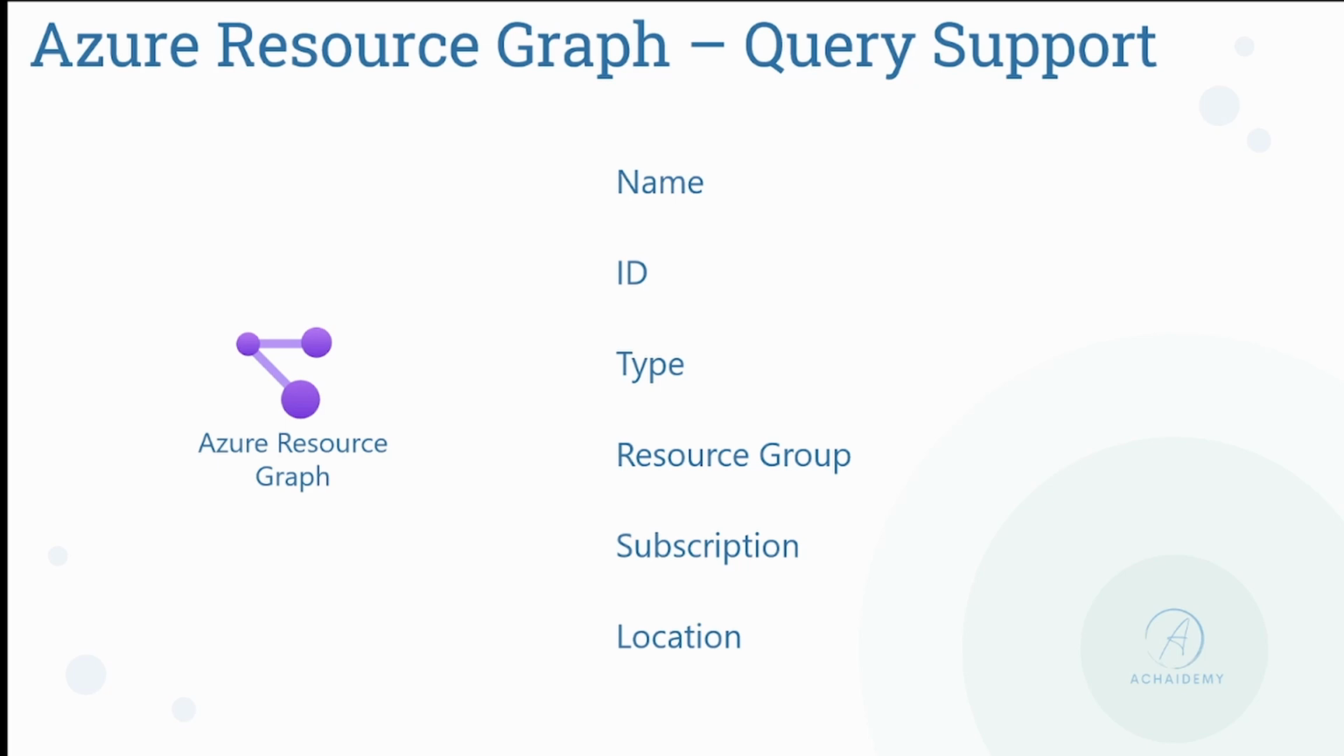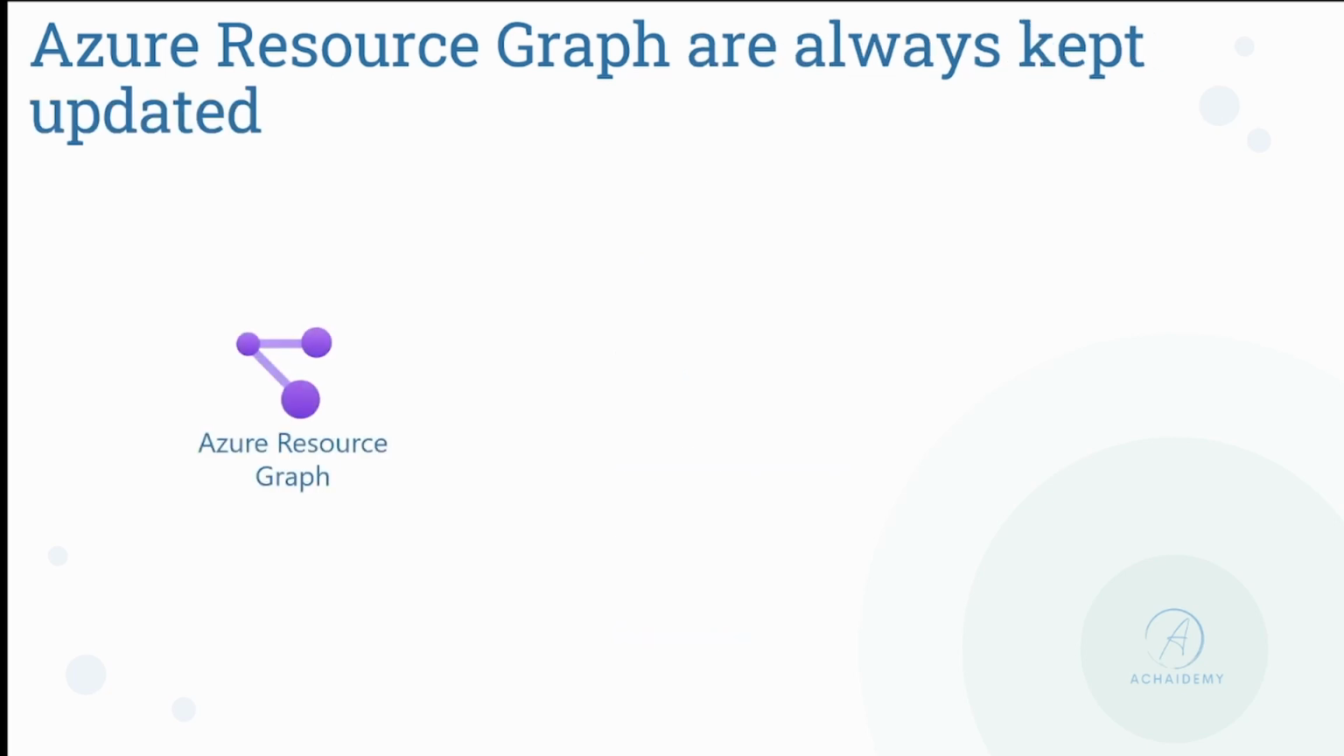One of the key important things when it comes to Resource Graph is that in an organization, the infrastructure and resources are being created almost on a daily basis. So the question is, how does the Azure Resource Graph ensure it is always up to date? The Azure Resource Graph is kept up to date with two options.